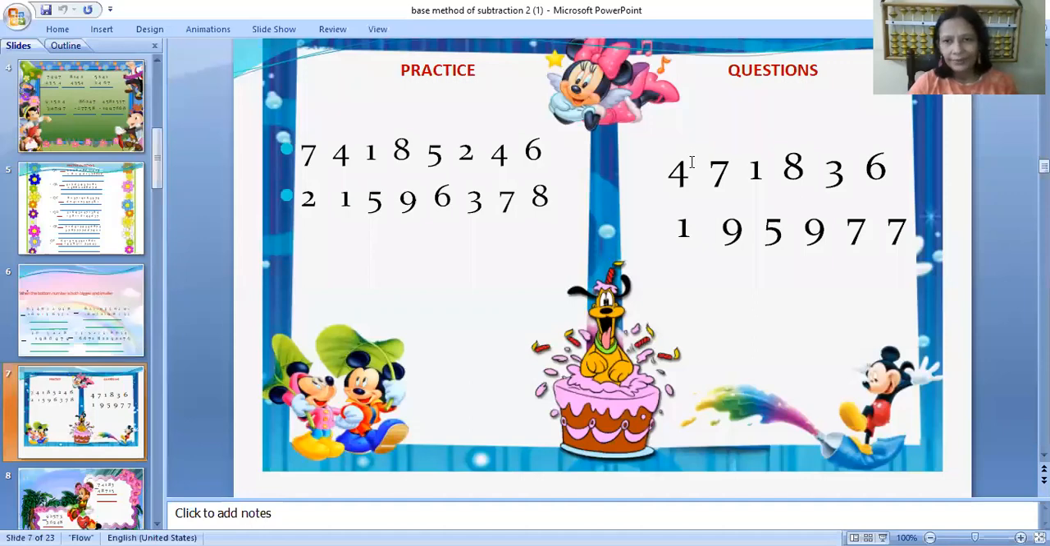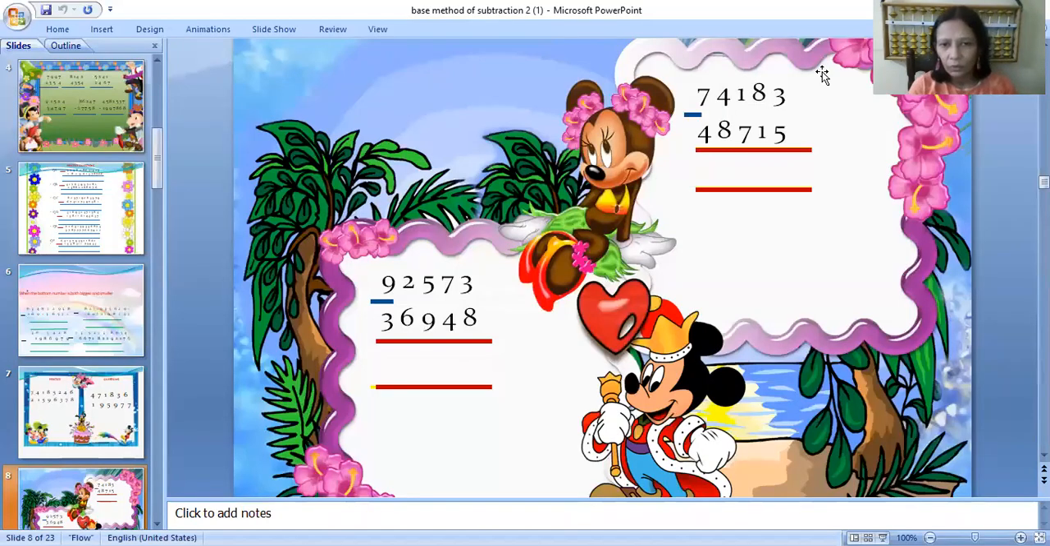Now you look at the screen. This is your homework also, and this is the practice question also. You have to practice these questions. And these are also the practice questions which you can practice.